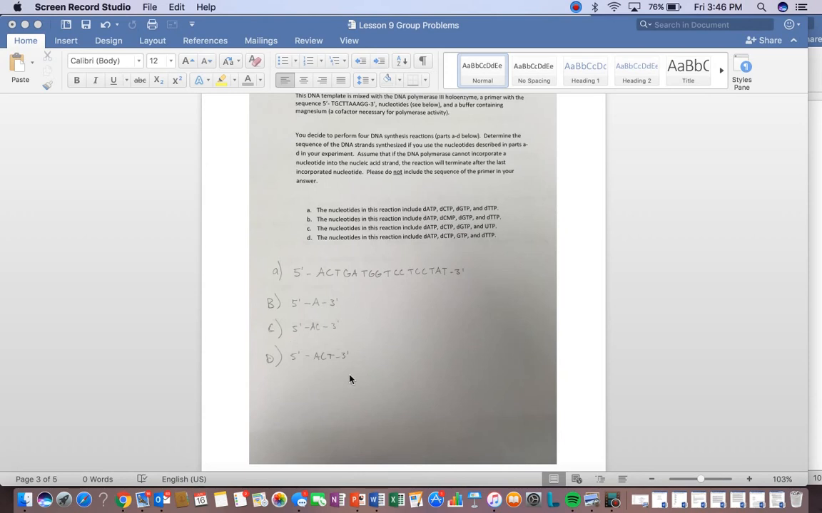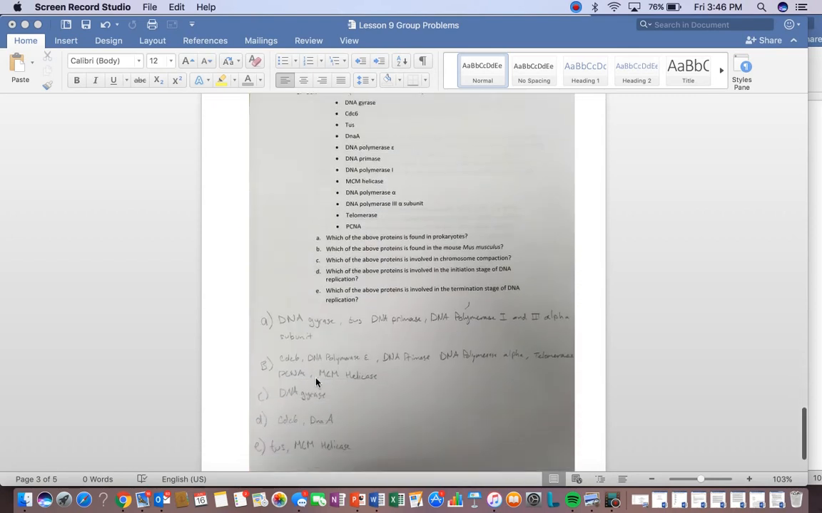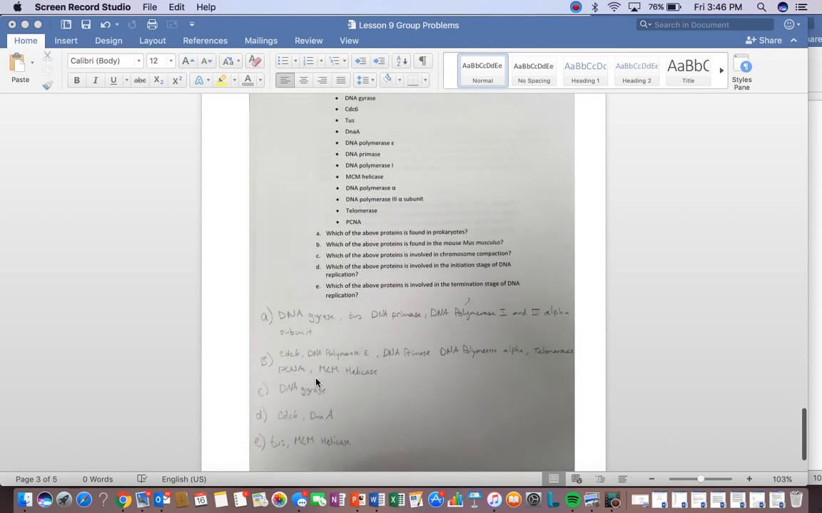So for part D, we have everything we need except what we need to synthesize the G correctly. It's a guanosine triphosphate, but not a deoxyguanosine triphosphate. Because it's not incorporated according to what we need for DNA, we can only get those first 3 as shown in part D.